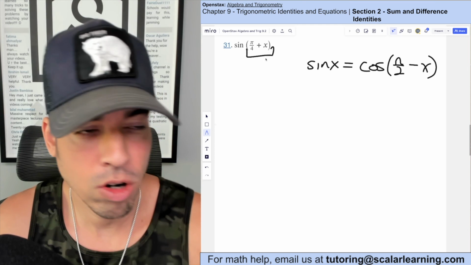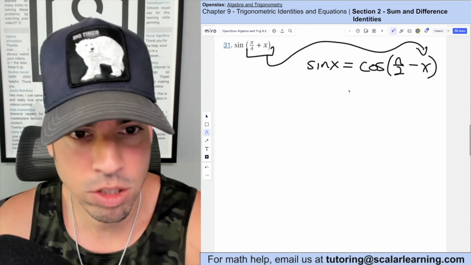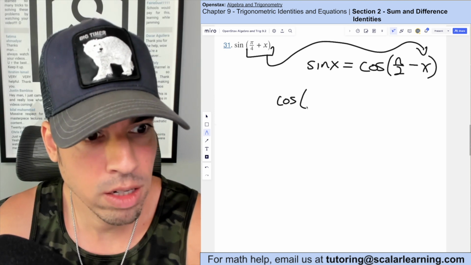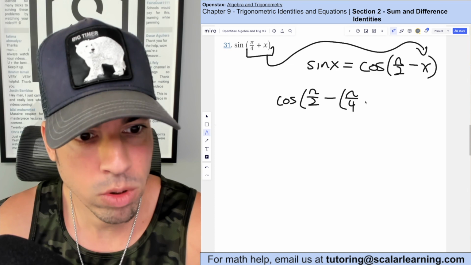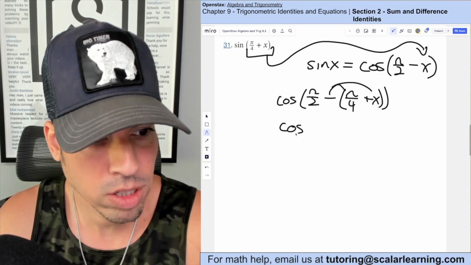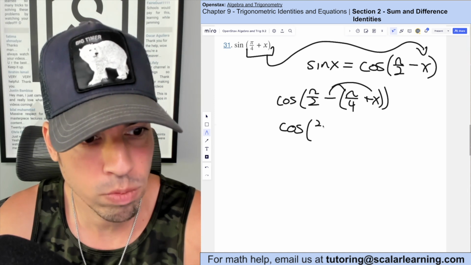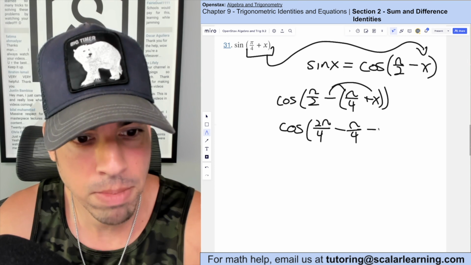And if this is our quote-unquote x, our angle argument, I can plug this in here and get an equivalent expression. So this would be cosine of pi halves minus, and I'm going to put that whole thing in parentheses, pi fourths plus x. So then we're going to distribute the negative, and then we get cosine of, I'm going to make pi halves into 2 pi fourths, just multiply top and bottom by 2, minus 1 pi fourths minus x.